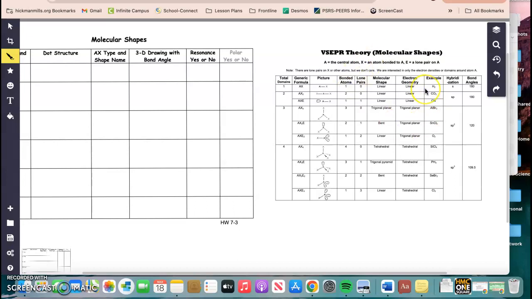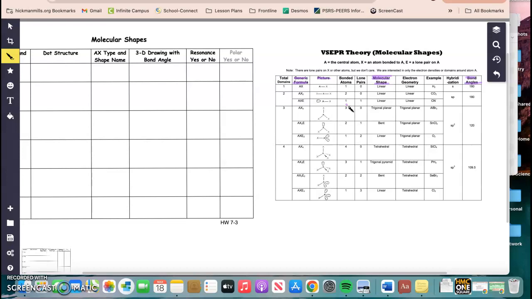So on this handout, I want you to highlight a couple things, and these are really going to be the only things that you have to worry about with this handout. So we have generic formula, picture, molecular shape, and then bond angle. It seems a little confusing at first, but the more we get through this, the easier it will make sense.